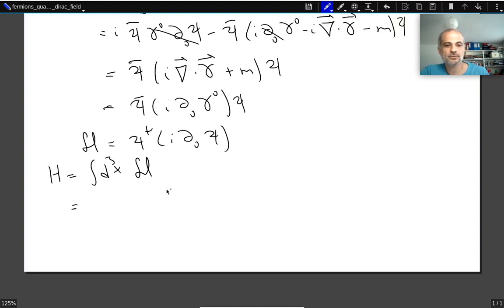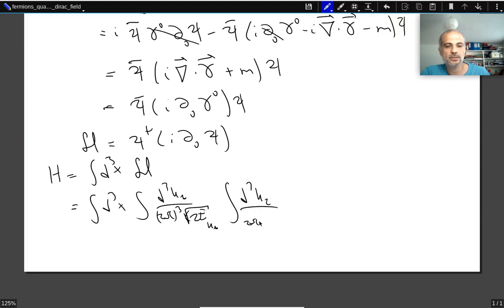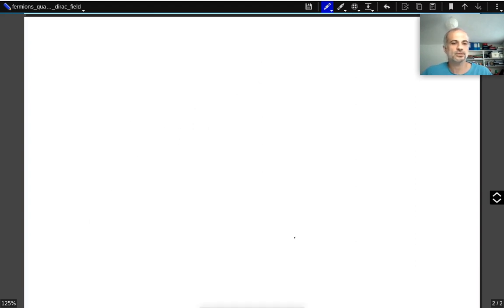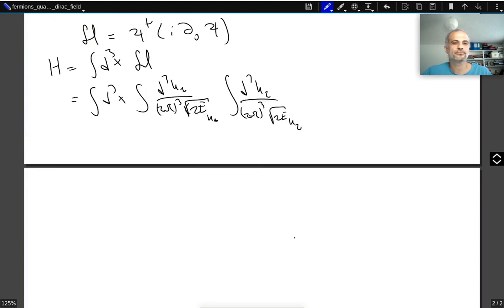This is equal to the integral d cubed x. Now we have two momentum integrals, one for psi, one for psi dagger. So we have d cubed k1 divided by (2 pi) cubed, square root of 2E_k1, d cubed k2 divided by (2 pi) cubed, square root of 2E_k2. Let's write psi dagger first.